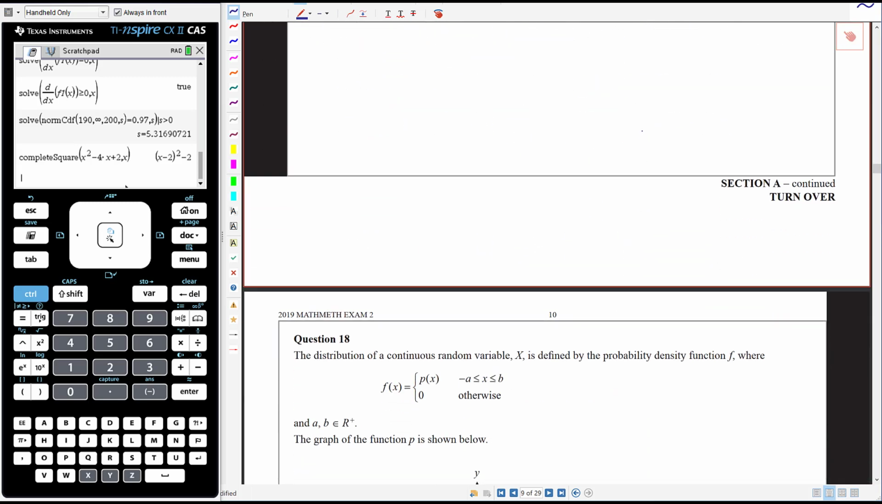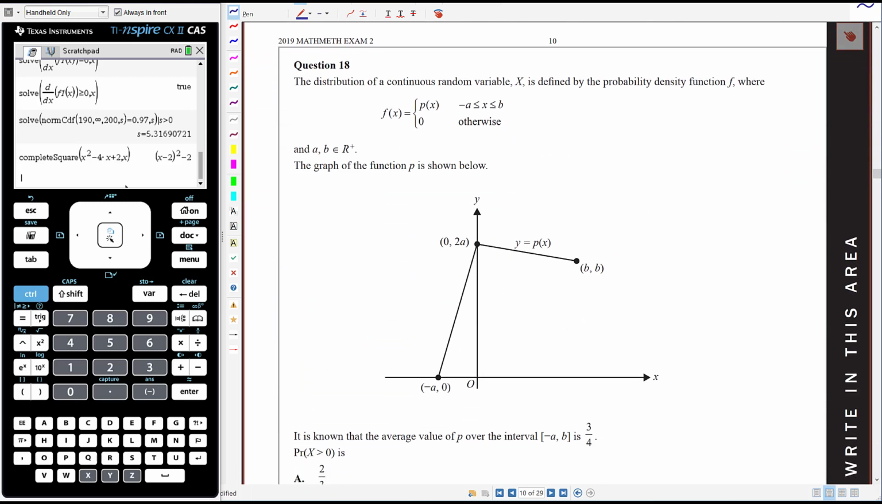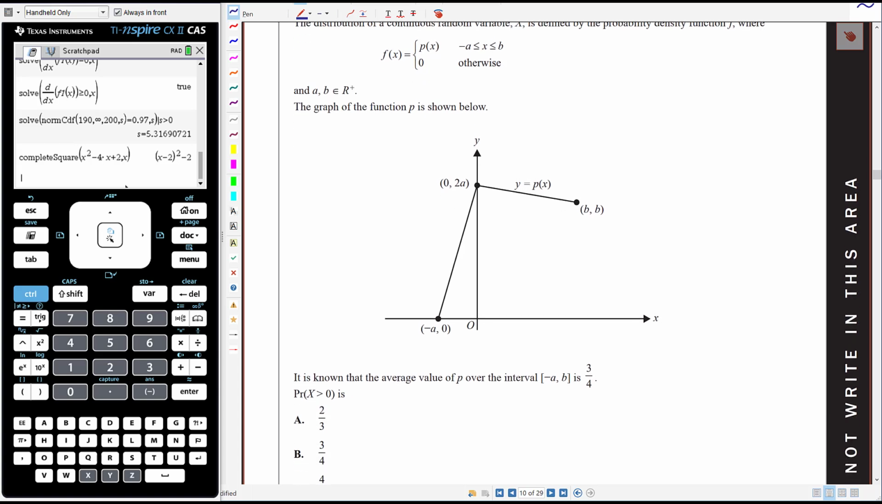Okay, question 18. The distribution of a continuous random variable x is defined by the probability density function f, where f of x is equal to p of x from negative a to b, and we have a picture of y equals p of x, which comprises two linear functions. Now this question isn't relevant in 2020, where continuous random variables were removed from the course with the adjustments for COVID. So if you are watching this in 2020, you can skip past this one.